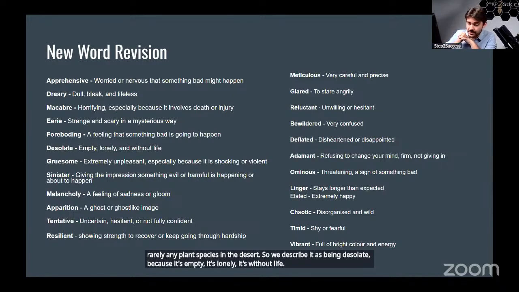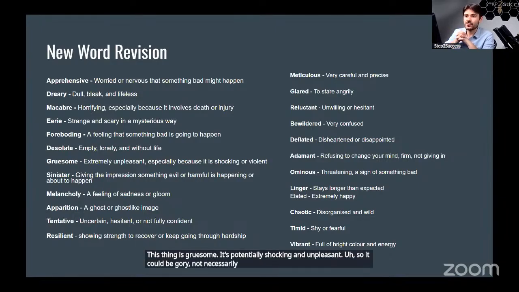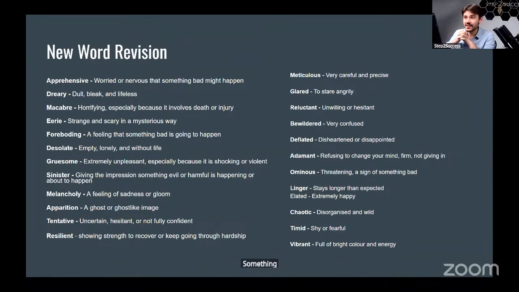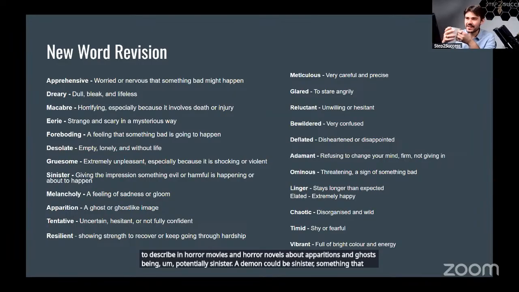If something is gruesome, it's potentially shocking and unpleasant. So it could be gory, not necessarily, but if something is gruesome, it's so shocking because it gives you this surprise, uncomfortable feeling. Something is sinister, it gives you the impression that it's evil. So we tend to describe apparitions and ghosts in horror movies and horror novels as potentially sinister. A demon could be sinister, something that has evil intent that wants to do you harm.